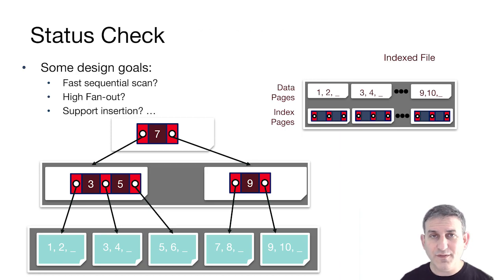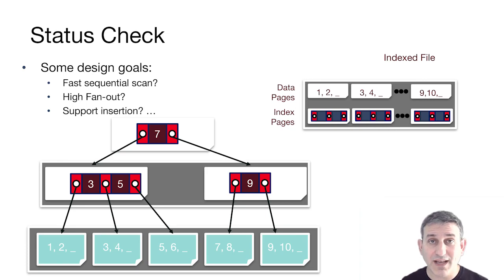And let's evaluate how we're doing on some design goals with this data structure. So does it support fast sequential scan of the data? Is it as good as a heap file? And the answer here is yes, actually. The data is all contiguous in the front of the file, and so a sequential scan will take us through all the data with no random IOs. So that's great. What about in the index pages?